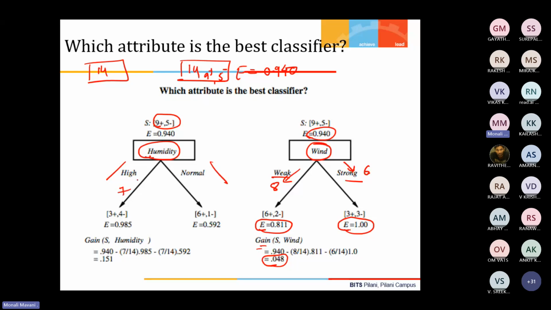My 7 examples are going on the high side, and the other 7 examples are going on the normal side. But you can see, is there any reduction in entropy? These are the two values of entropy coming. In one branch there is an increase in entropy, in the other branch there is a decrease. We want the entropy to decrease in all the branches. So if we calculate the gain value, this is the gain that we will get.